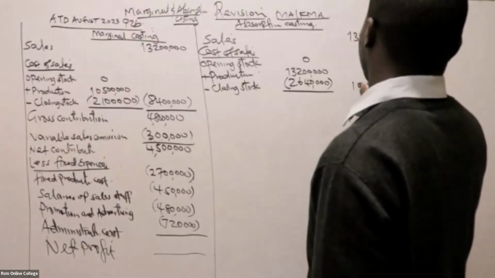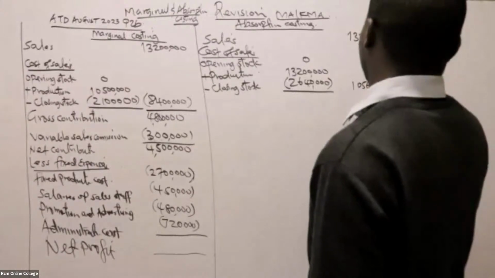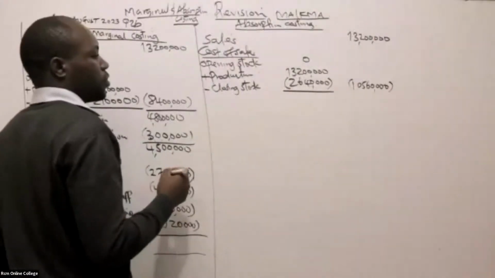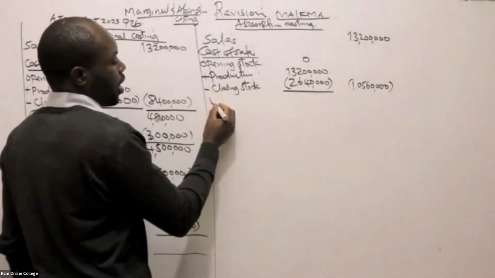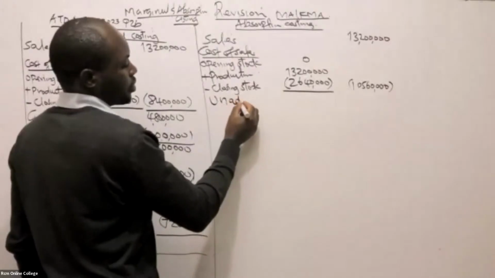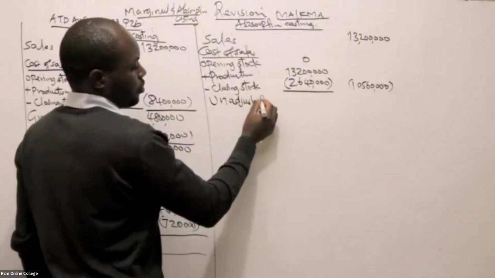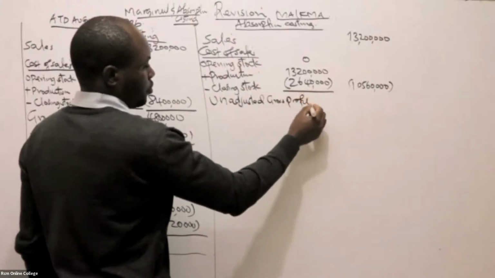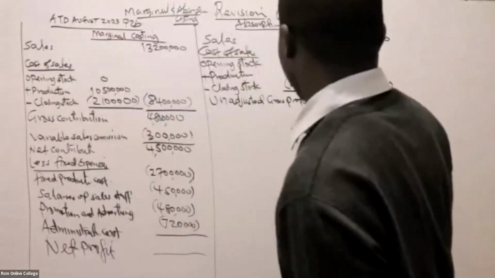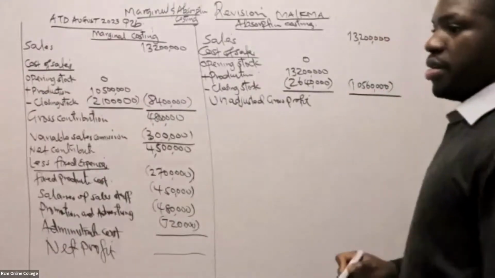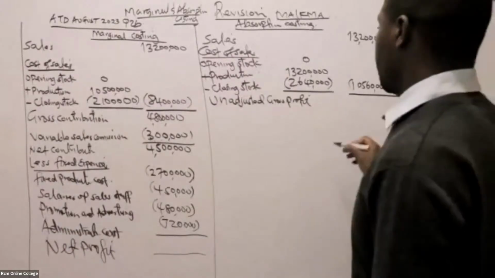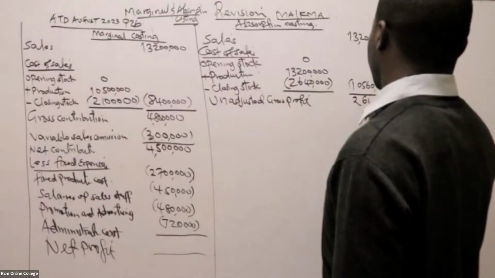We have $10,560,000. When you deduct, you get what we call gross profit. And that gross profit is not just gross. It is adjusted gross profit. Our unadjusted gross profit is 2,640,000.